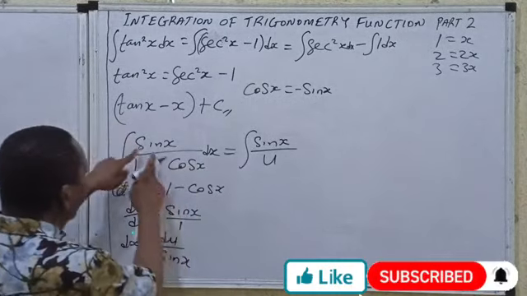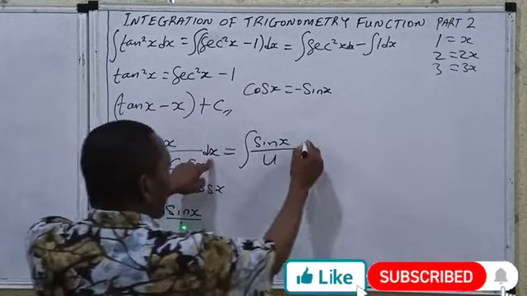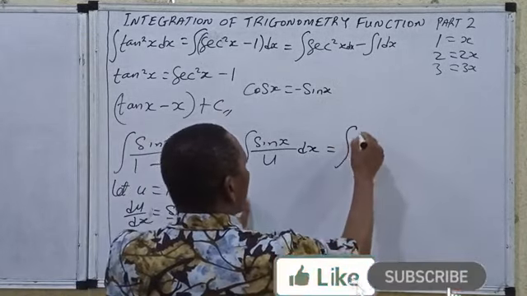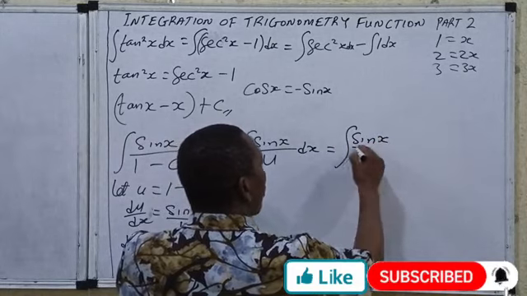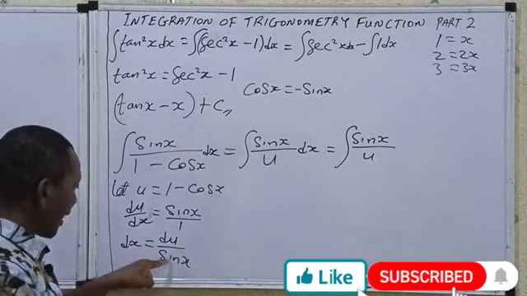So here you have sine x all over u dx. Since there is dx here, I'll have to rewrite this as sine x all over u, and in the place of dx, I'll put du over sine x.